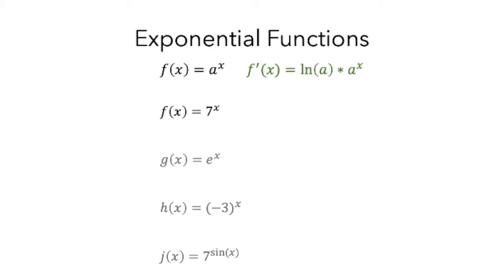For f of x equals 7 to the x, you can see that the base is 7 and the exponent is just x. So we can use the rule, and the derivative would be the natural log of the base times the original f of x.